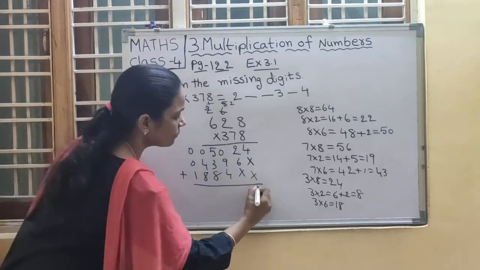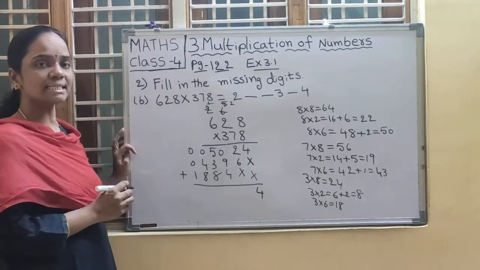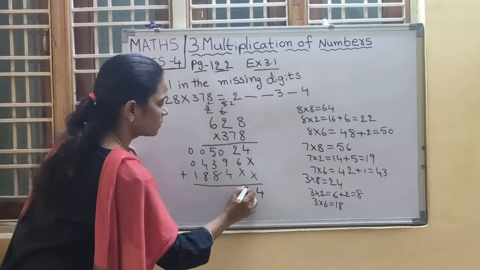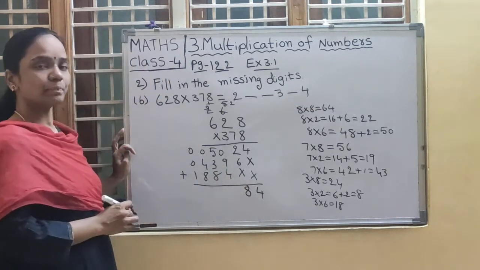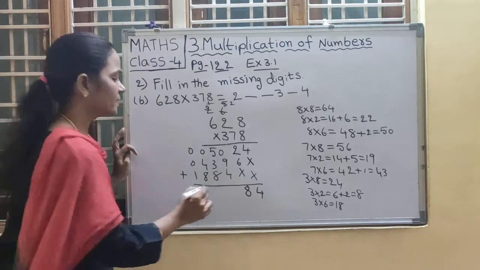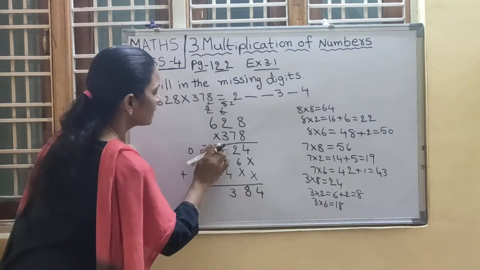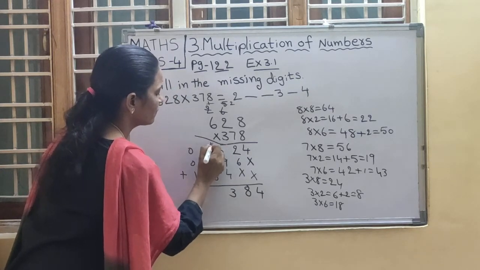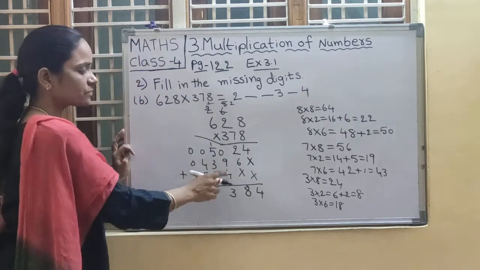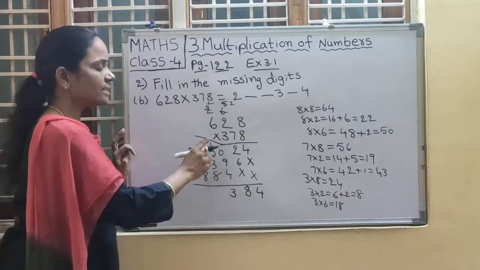Now the same number 4. Next 2 plus 6, how much children? Very good. 8. 9 plus 4 is 13. So 3 right here and 1 is the carry.